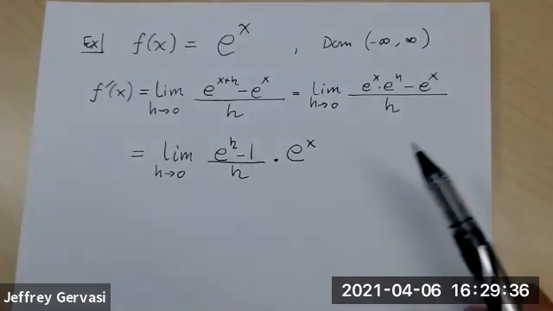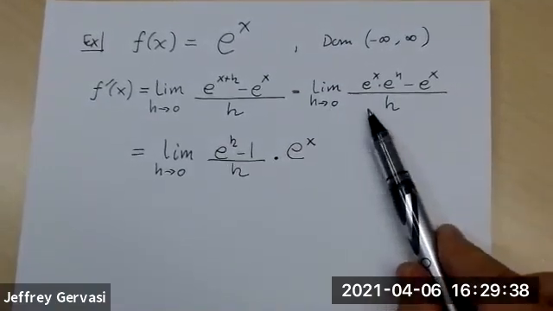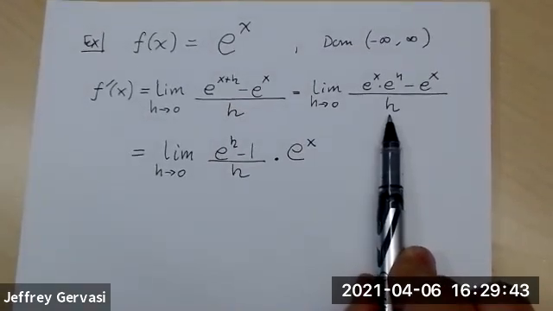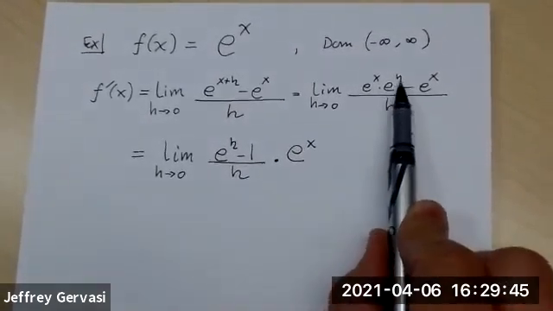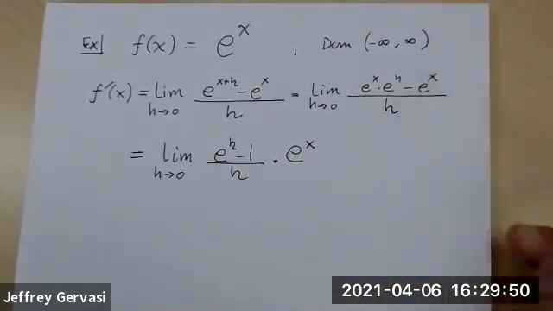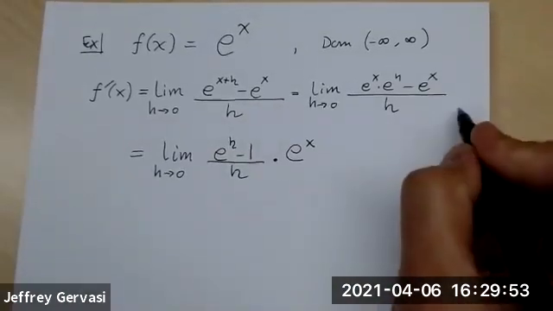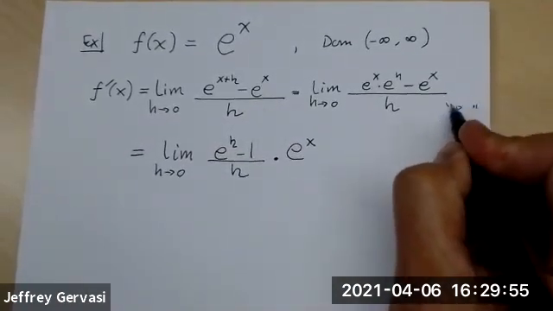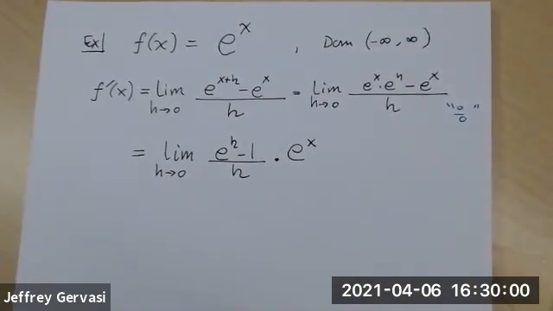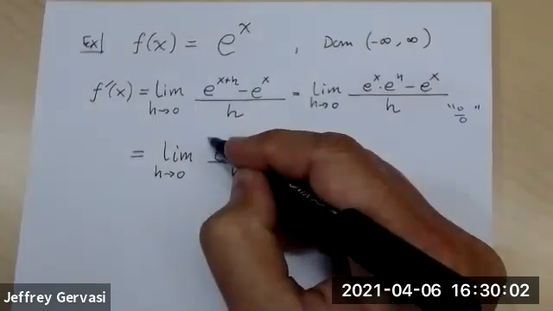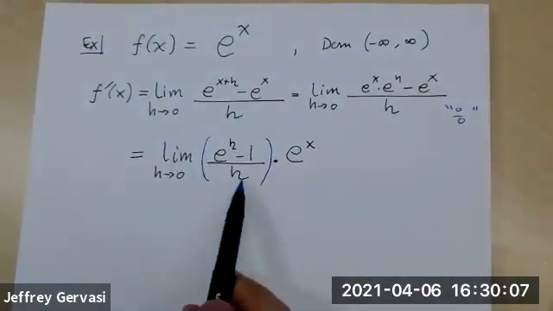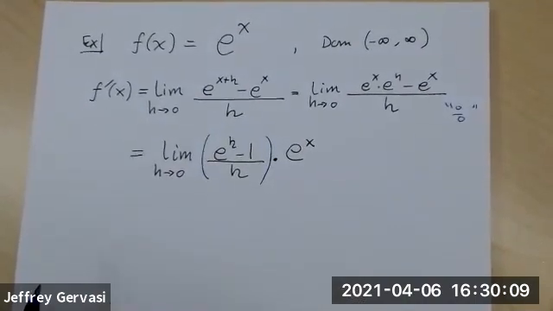Now if I attempted direct substitution at this point, I would have 0 in the denominator, which is no good. In the numerator, e to the 0 would have been 1, giving e to the x minus e to the x, which leads to the indeterminate form 0 over 0, meaning further investigation is necessary. That's what I'm doing here. What I want to focus on is the part in the blue parentheses, because that's what actually changes as h changes.